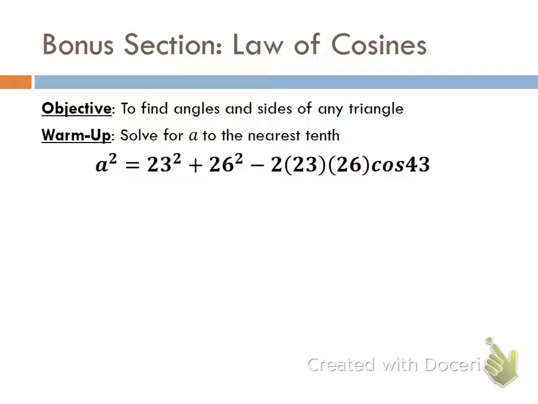Today we are going to cover our other bonus trig section, which would be the law of cosines. The law of cosines will help us again find sides and angles of triangles that are not necessarily right triangles. It will also help us when we cannot use law of sines by what was given to us initially.